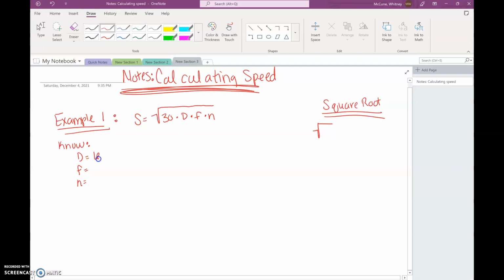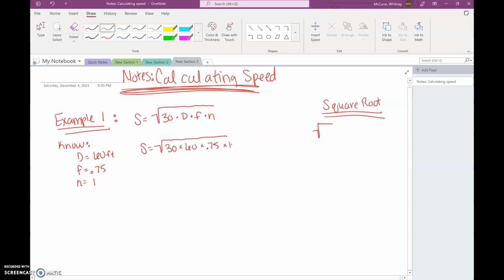So D is 60, F is 0.75, and N is 1. So we're going to plug these numbers in here. We're going to start writing our formula just like it's written there. We're always going to include the 30. And we're going to say 30 times 60 times 0.75 times 1.